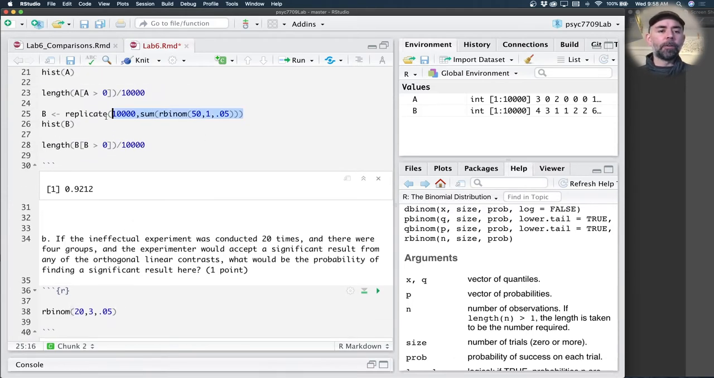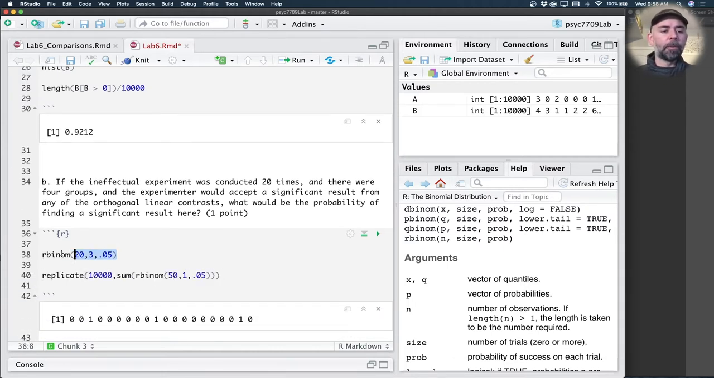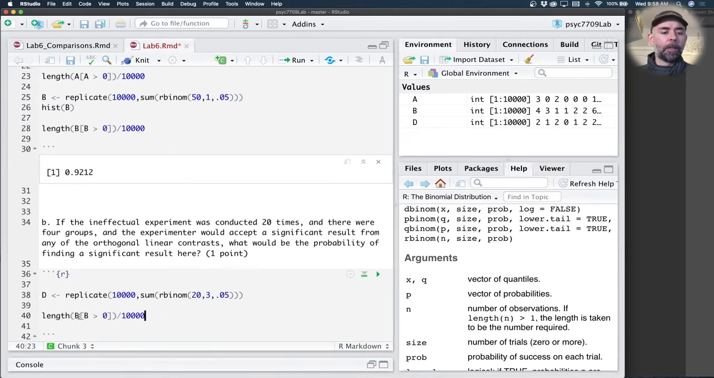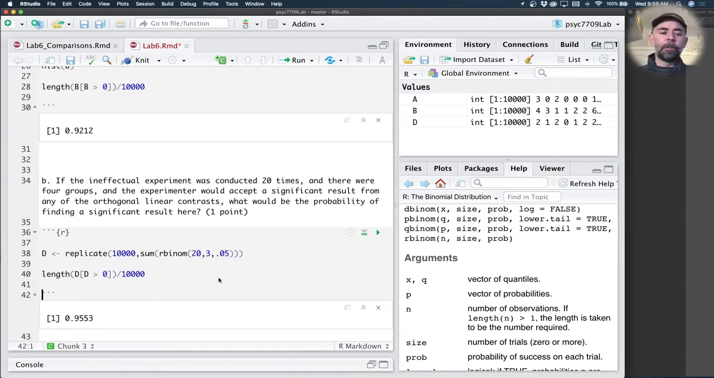We need to do this whole replicate thing. So I'm just gonna pop this in here. This is the R binom function I want. I'm gonna slide that in. And let's just call this D. Put these values in here and change these to D's. And we get 95% probability. All right, so that's that whole family-wise error rate thing we were talking about in lab in action. Let's move on to question number two.